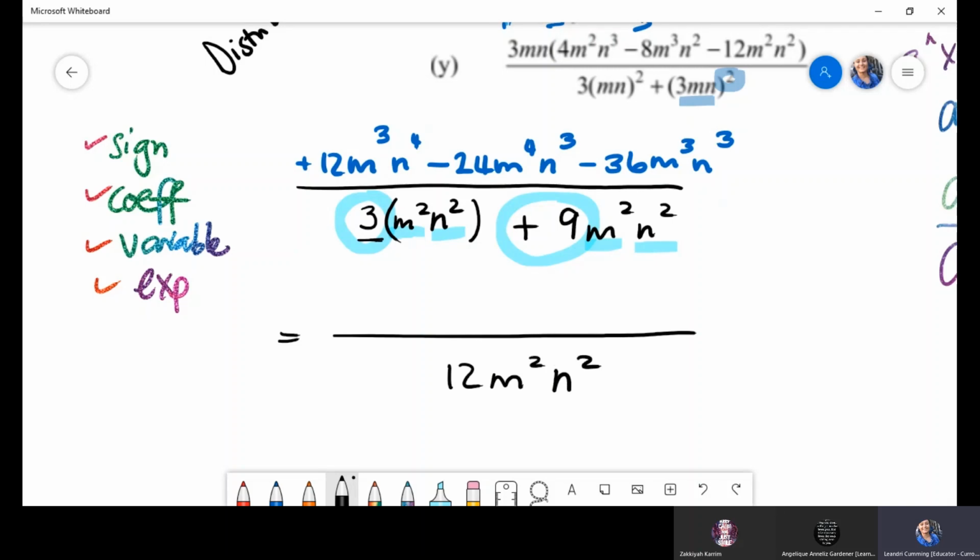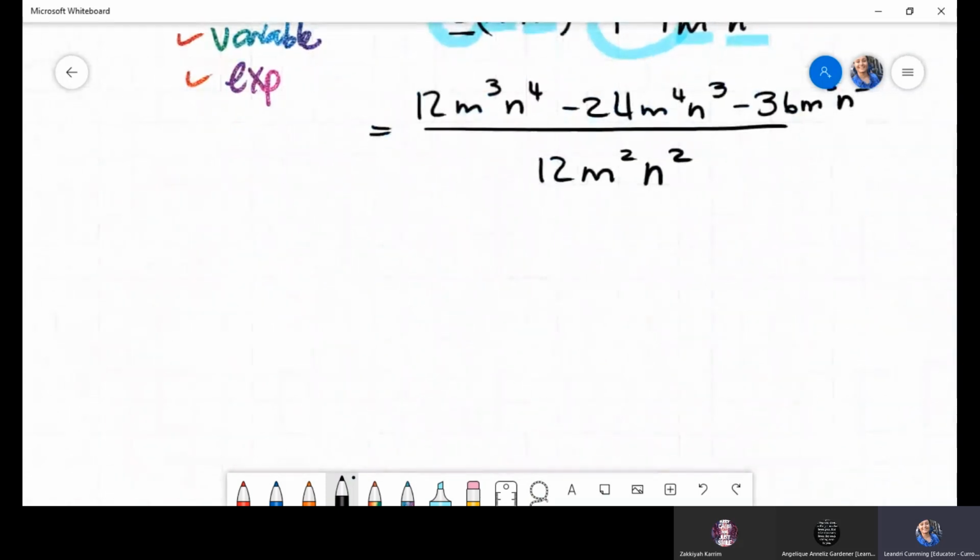Let me check what I have in my numerator, 12. M to the power of 3, n to the power of 4, minus 24. M to the power of 4, n to the power of 3, minus 36. M to the power of 3, n to the power of 3. Not done yet. We are not allowed to simplify anything up here because they are not like terms.